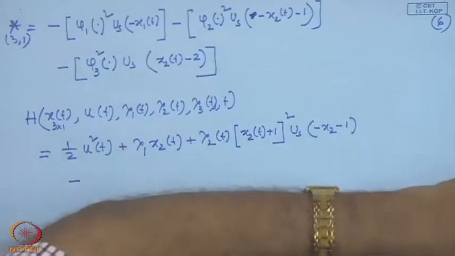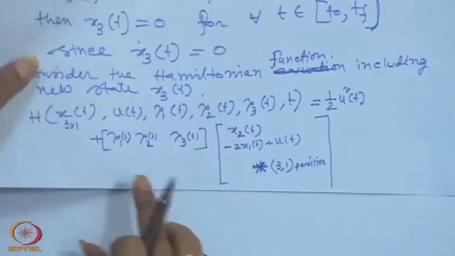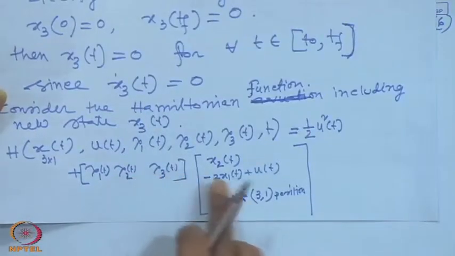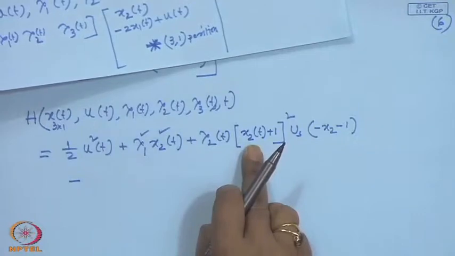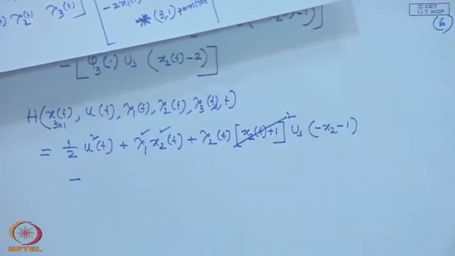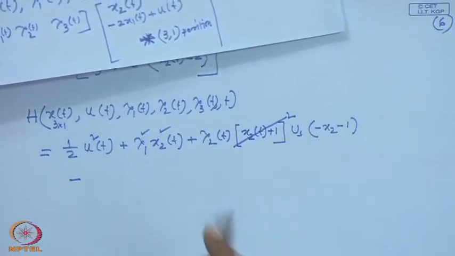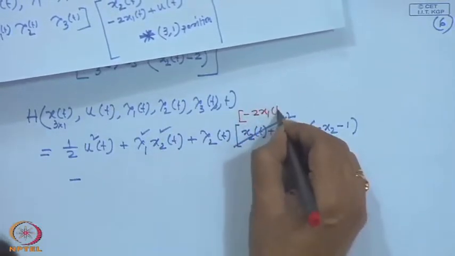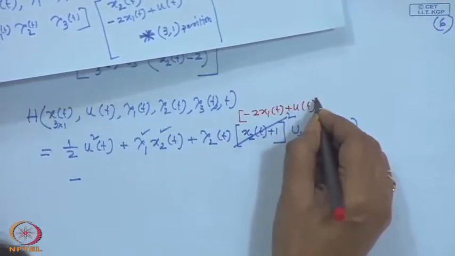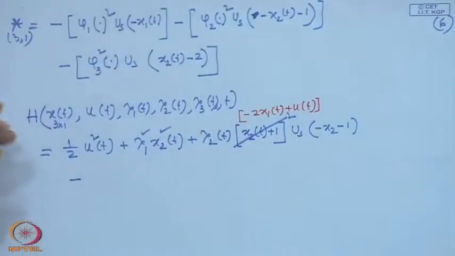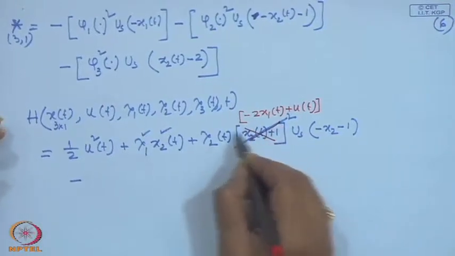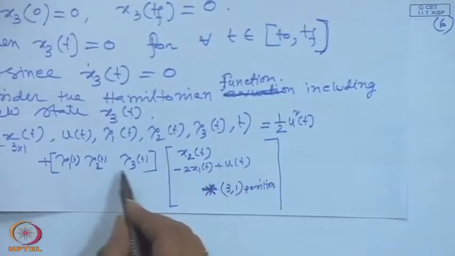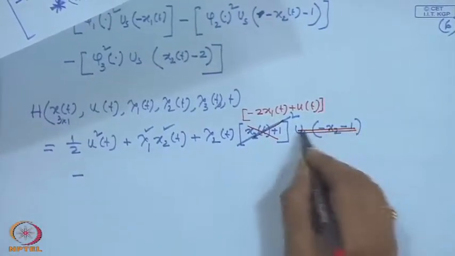Just a minute, just see this one manipulation. So, lambda 1 x 2, I have written lambda 1 x 2, then lambda 2, I have written the wrong thing here, this should be lambda 2 into minus 2 x 1 of t plus u of t. Agree? This is wrong. This is x 2 into u s, there is no u s of t in this one.